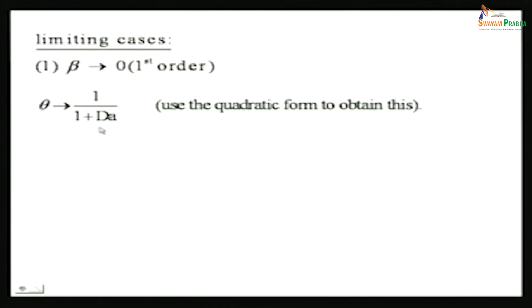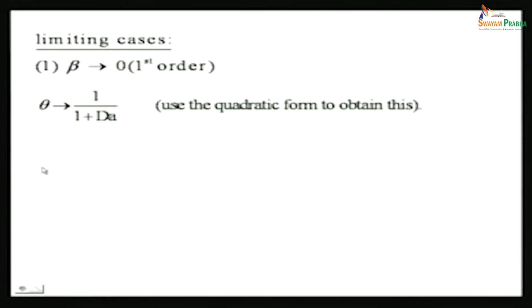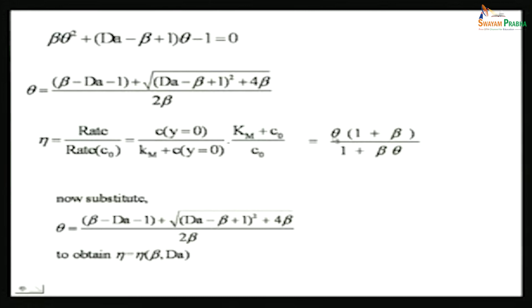Okay, this I think you can get from the quadratic form, but there is another one that is not so easy. Let me go through this, because we do not really have a lot of time. So, let us go through this quickly and if there is a problem with the calculations I will come back to it. So, theta for this case, beta going to 0, that is first order, it goes to 1 over 1 plus dA, okay, and the eta therefore comes out to be 1 over 1 plus dA, okay. So, here for example, if you put beta equals 0, eta is simply equal to theta, right.